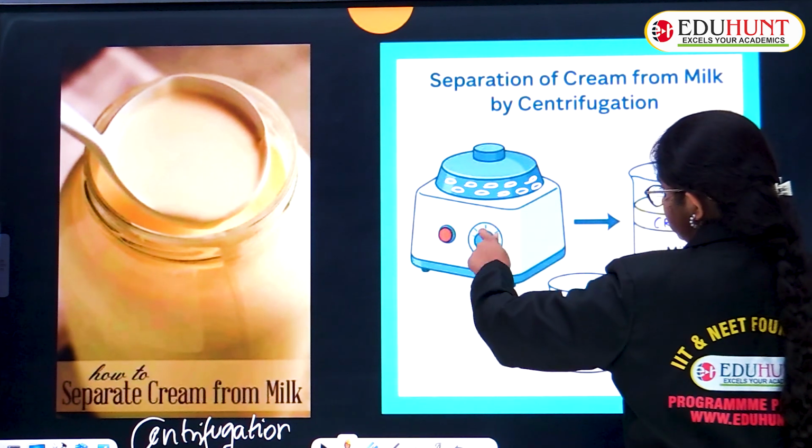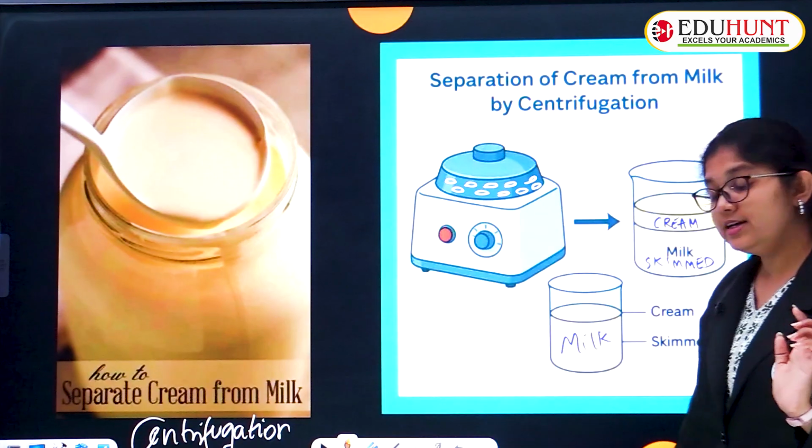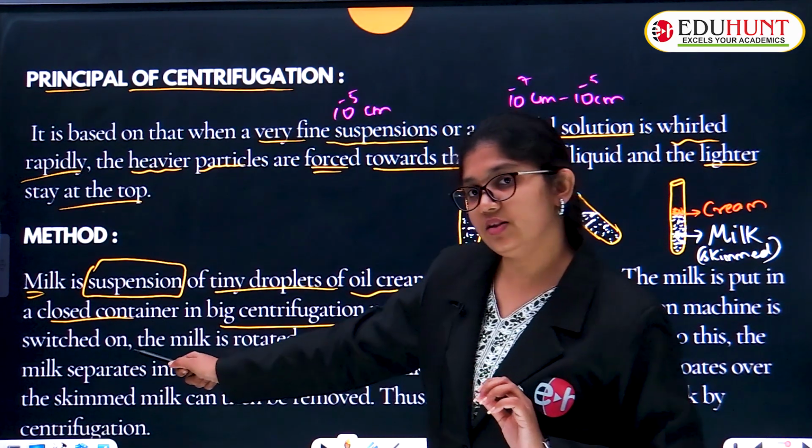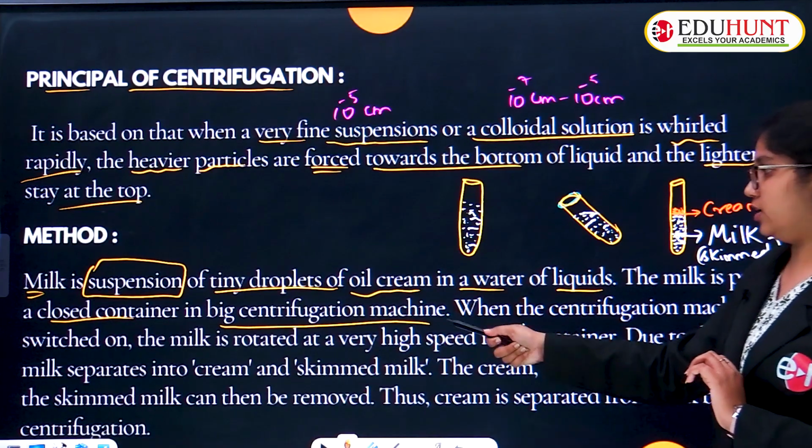Generating speed, this button is on and off. Okay, so just telling like that. What is this? We are just closing the container with a big centrifugation machine.